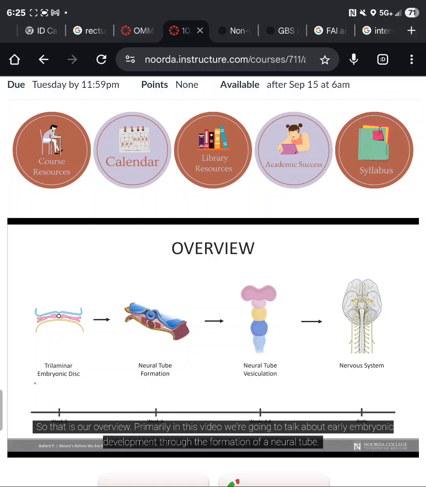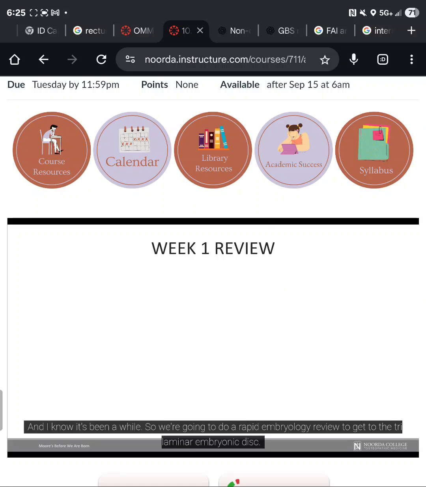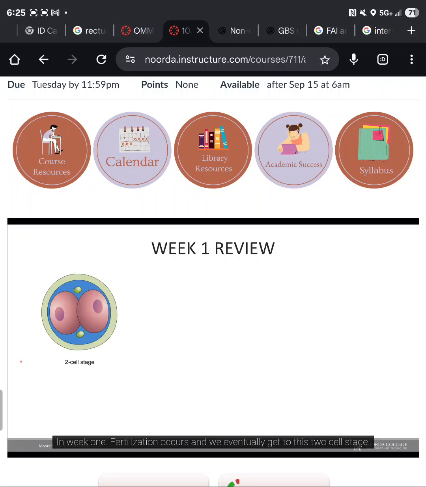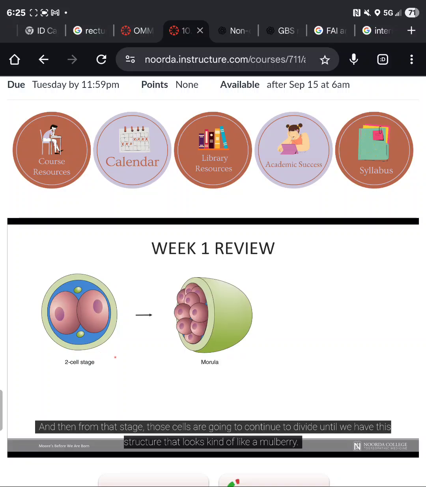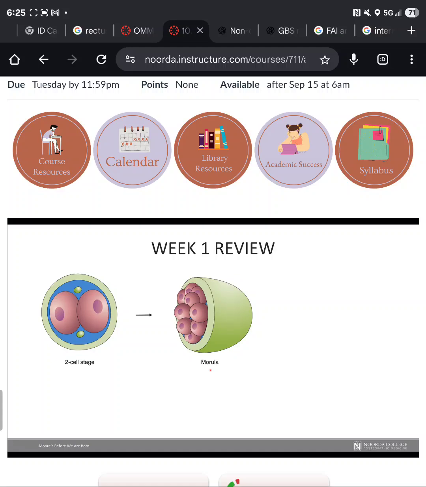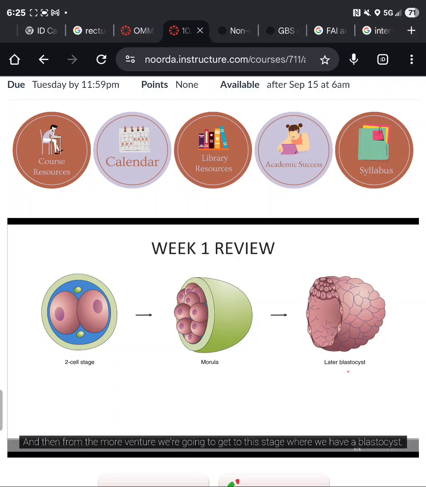Primarily in this video, we're going to talk about early embryonic development through the formation of a neural tube. And I know it's been a while, so we're going to do a rapid embryology review to get to the trilaminar embryonic disc. In week 1, fertilization occurs, and we eventually get to this 2-cell stage. And then from that stage, those cells are going to continue to divide until we have this structure that looks kind of like a mulberry. And so we call it a morula because that means mulberry. And then from the morula, eventually we're going to get to this stage where we have a blastocyst.